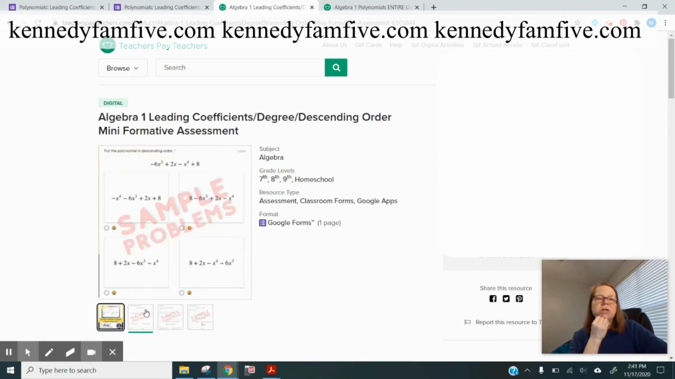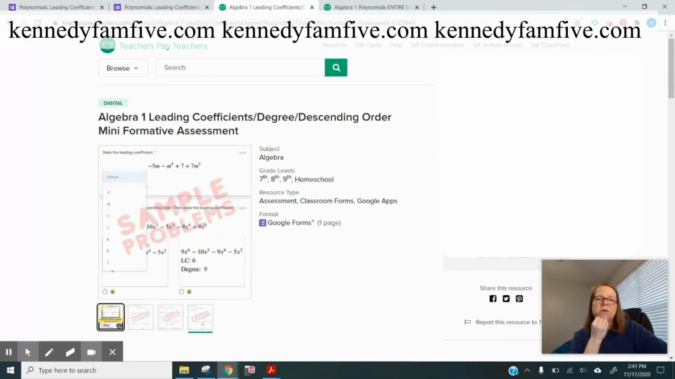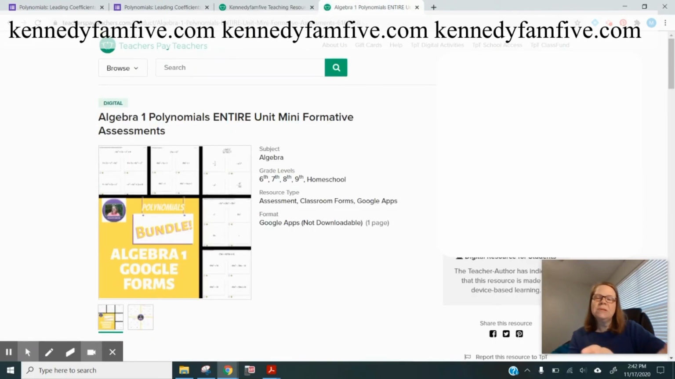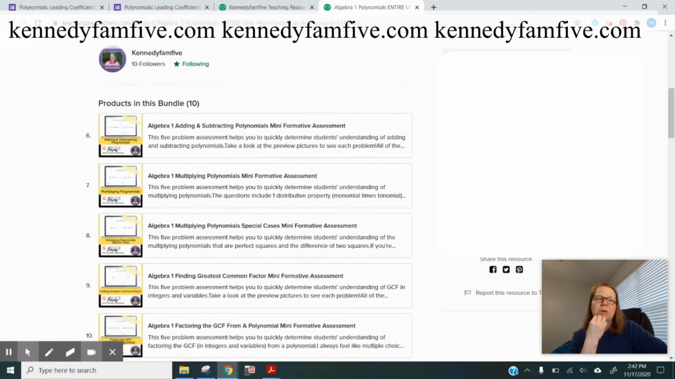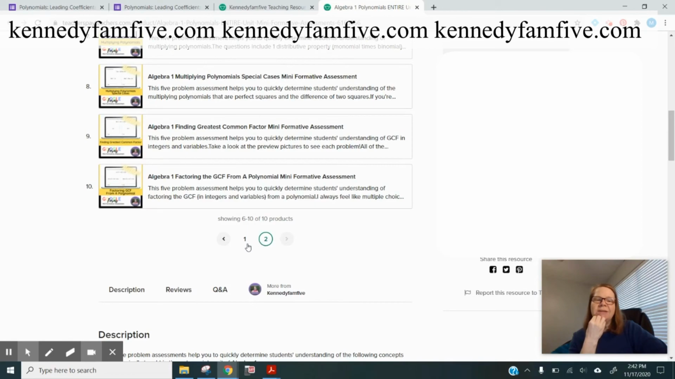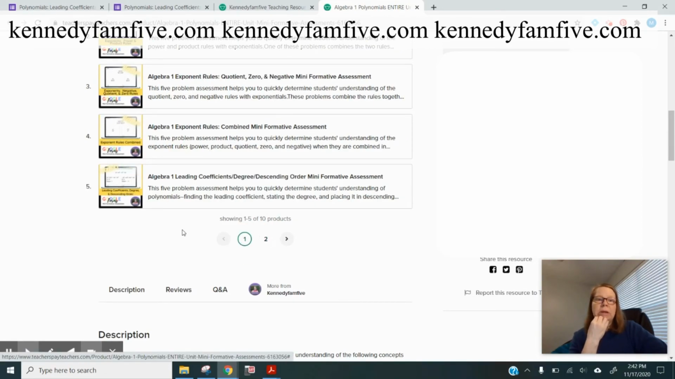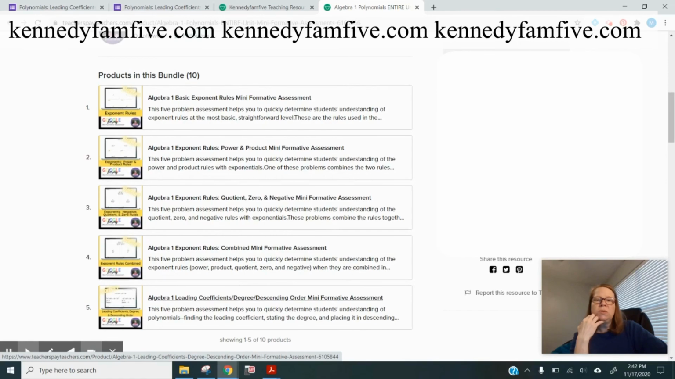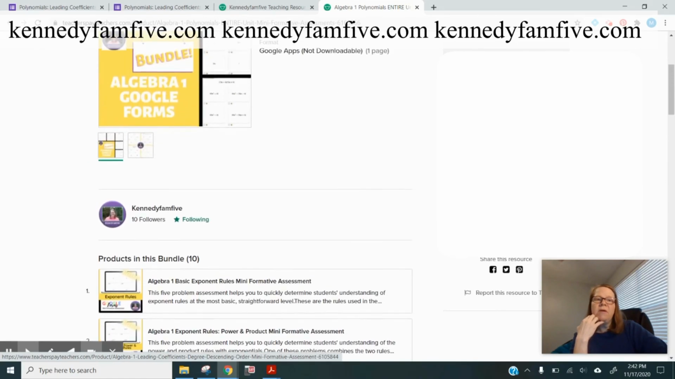And I always try to include all the problems on there. So if you ever need to see example problems, consider using mine. And then, of course, this is within the polynomials unit. So I have it bundled with adding and subtracting, multiplying, factoring, it's all there. Like good gracious, the leading coefficients, degrees, any order, that's just one of them. There's 4 just on exponent rules. So that's a good thing right there to have already done for you.